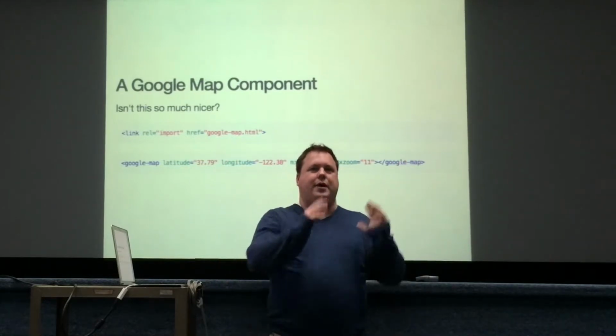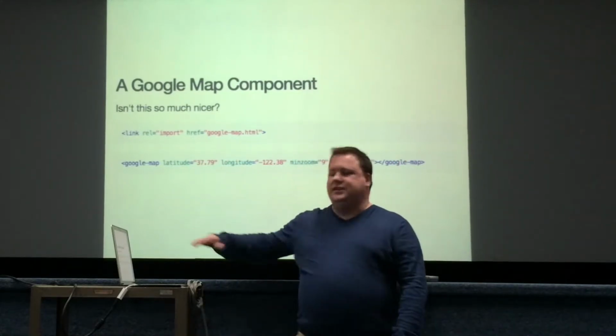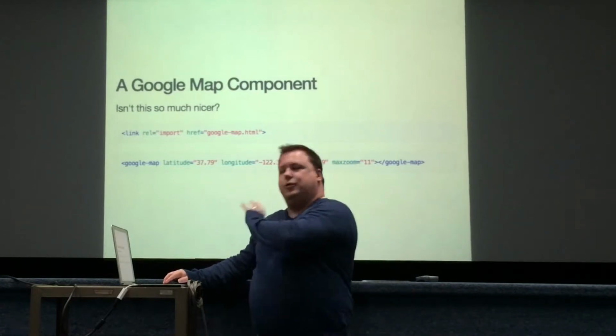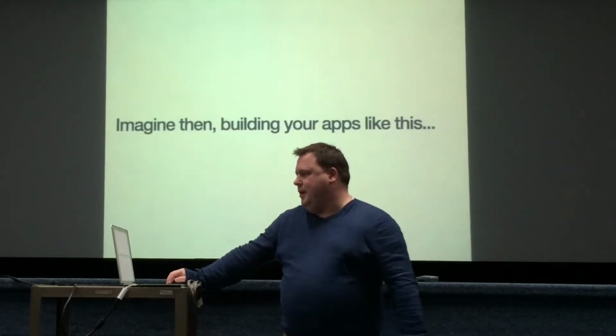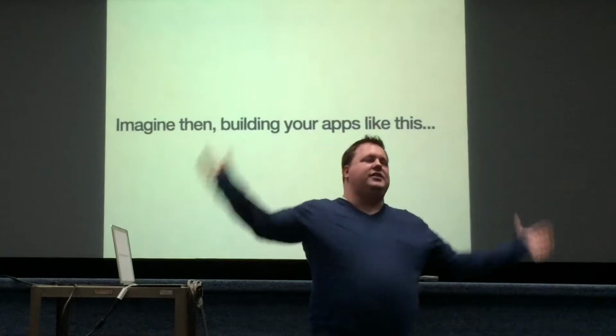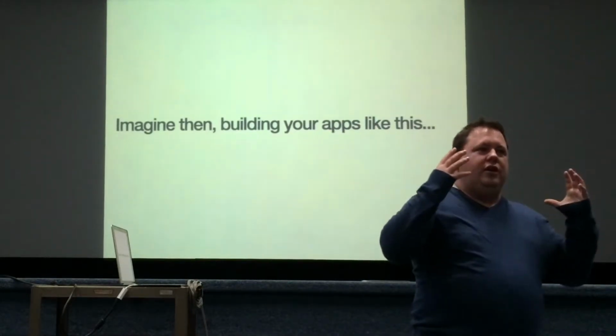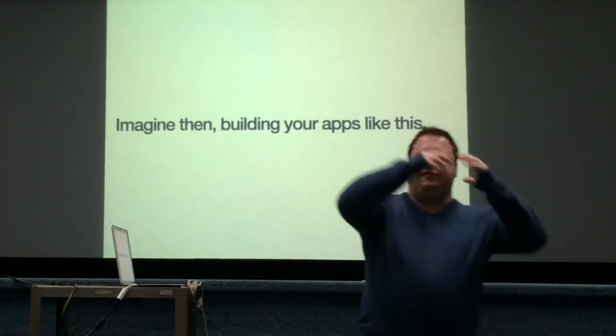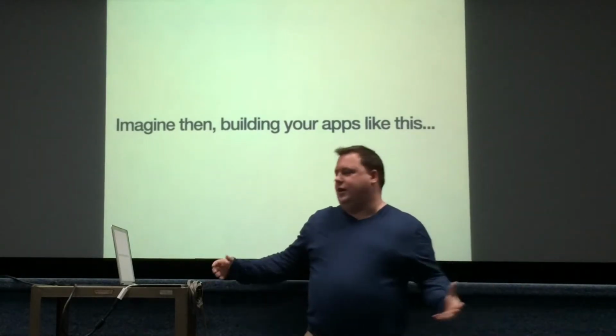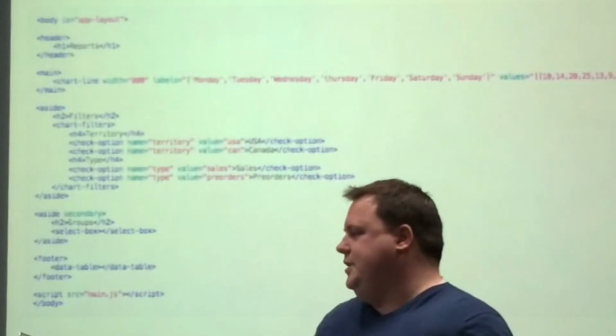Boom, done. You have a Google Map on your page. And then you can add things in there too. That's just the most basic form. So then take this idea of how you augment your browser with custom elements, and expand that and think about, okay, what kind of things would I build? So imagine building your apps like this.